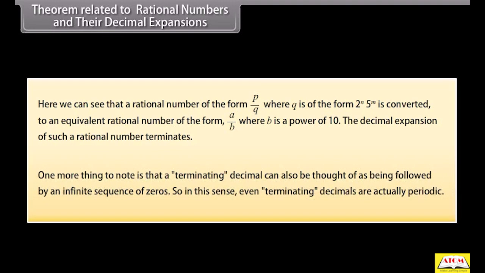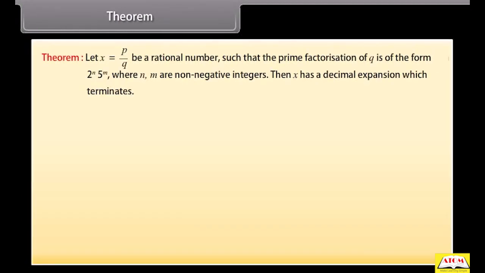One more thing to note is that a terminating decimal can also be thought of as being followed by an infinite sequence of zeros. So in this sense, even terminating decimals are actually periodic. Theorem. Let x is equal to p upon q be a rational number such that the prime factorization of q is of the form 2 raised to the power n, 5 raised to the power m, where n, m are non-negative integers. Then x has a decimal expansion which terminates.